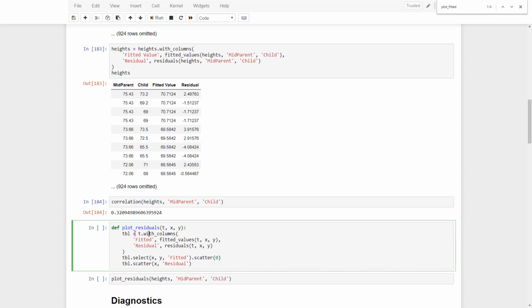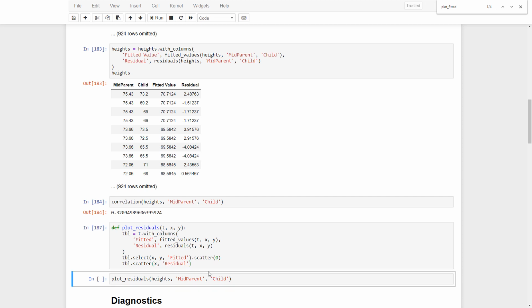Then we will define a function called plot residuals. We will have here two plots. So we will create a table in which we will have the fitted values and the residuals. Then we will draw the scatter plot of x against two variables, y and the fitted values. And also we will have a new scatter plot, which is the residual against the x values.